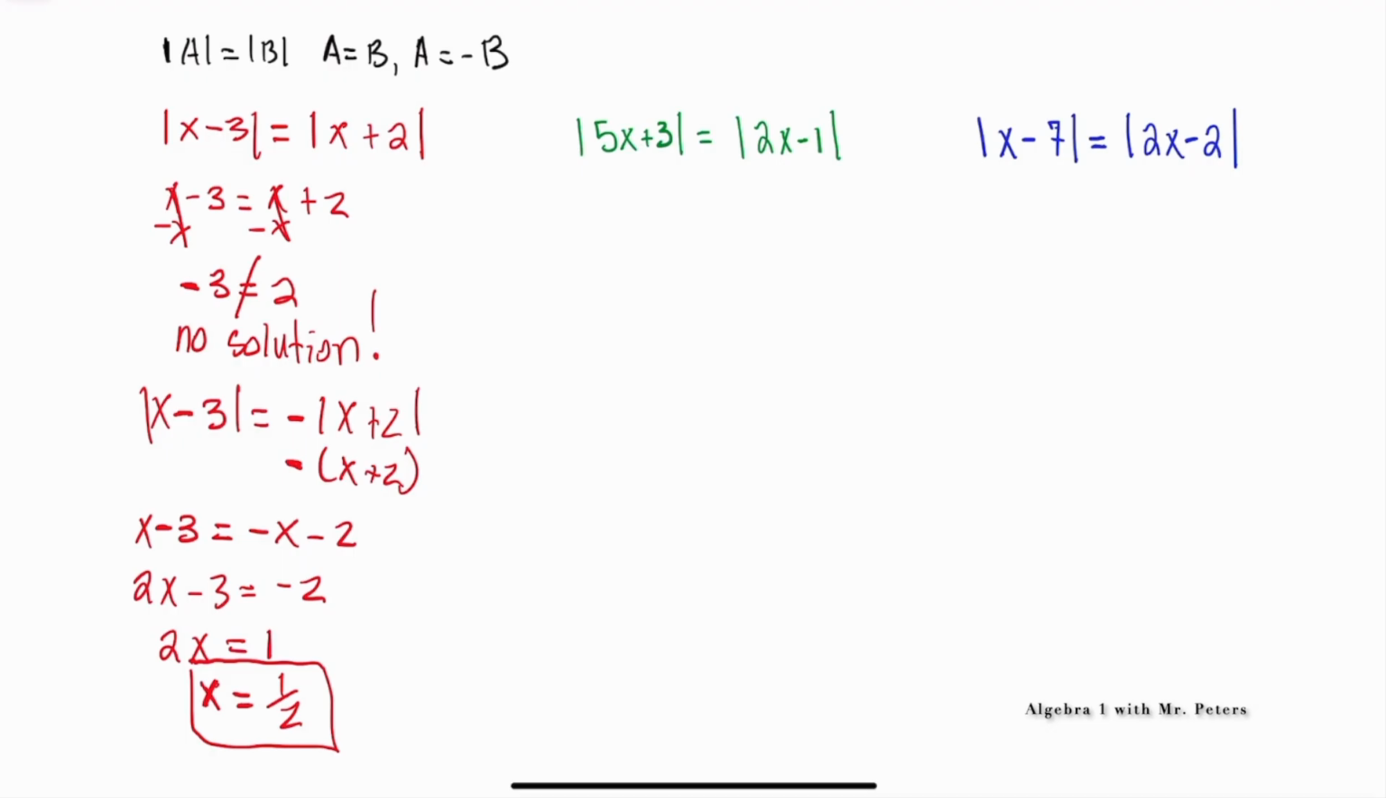Now, problem number 2 is a little different because we have coefficients in front of the variable, but it's the same exact steps, family.